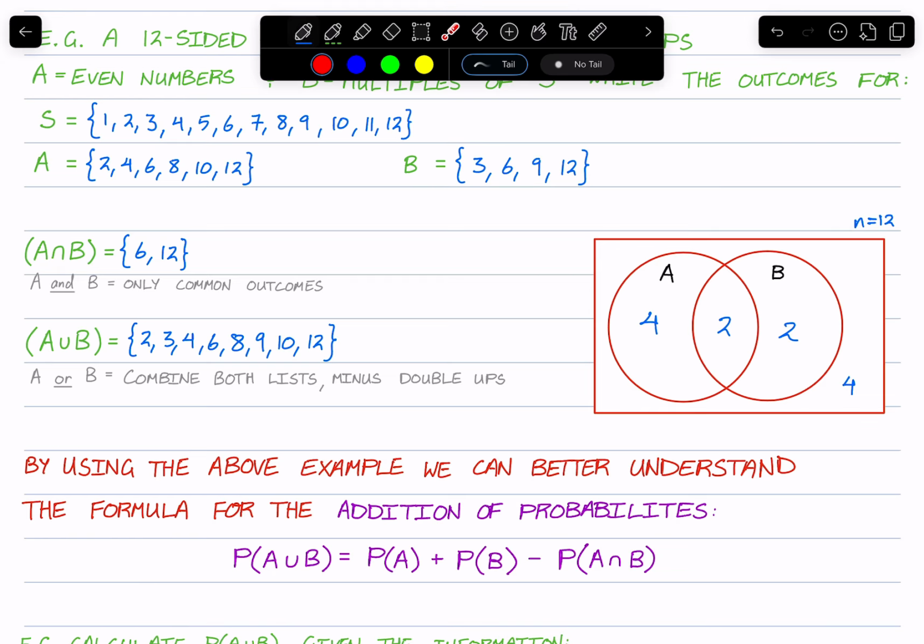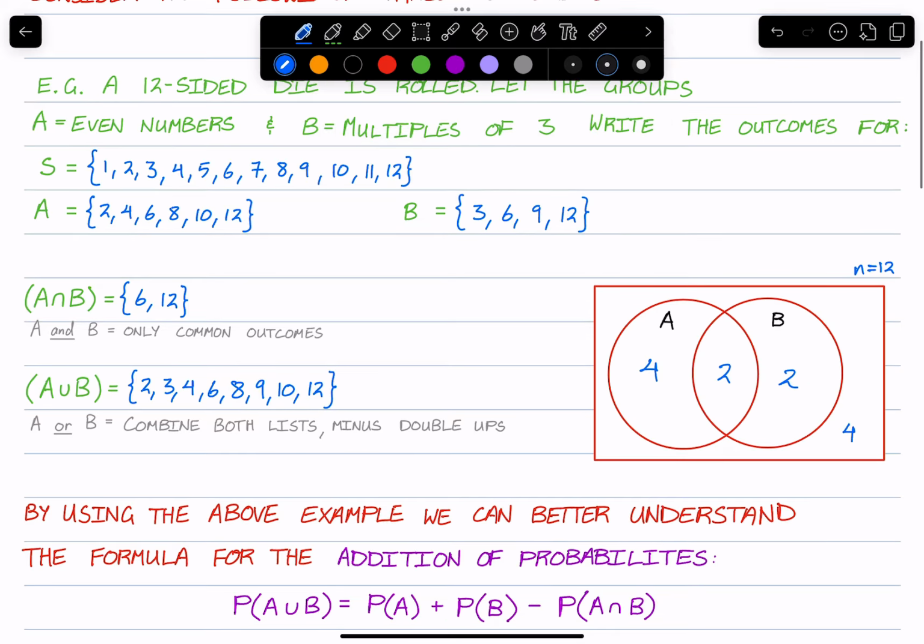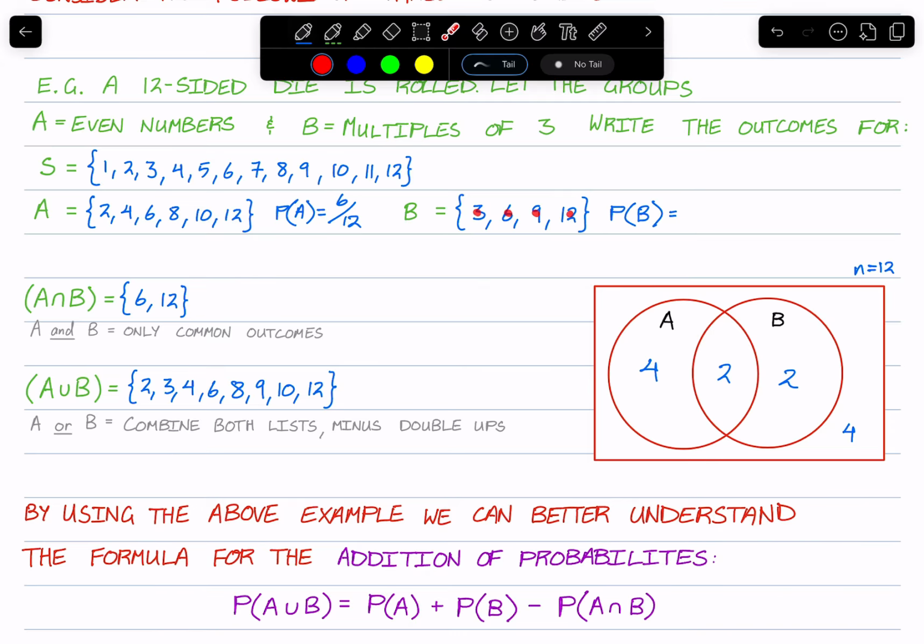Now we can see this happening in our math here. We can calculate the probability of A. We can count 1, 2, 3, 4, 5, 6 out of 12, so 6 in 12. Let's leave these as unsimplified fractions. The probability of B, we can count those here, 1, 2, 3, 4. That's 4 in 12. And the probability of A intersect B is only 2 in 12.